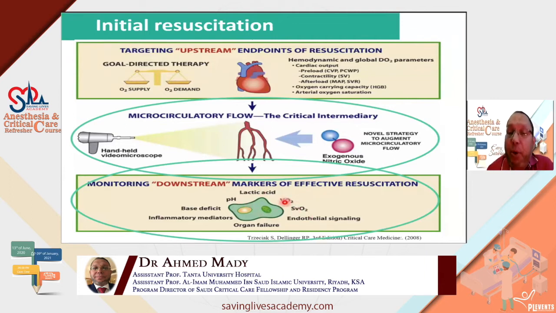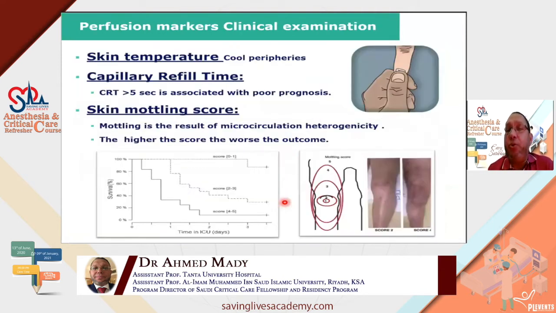So you need to think about those. You need to think about the parameters that can give you a clue about the microcirculation as well as the cell function. Simply, perfusion markers can be assessed, as we have mentioned earlier, through clinical examination. Skin temperature can give you a clue: is the skin warm or cold? Capillary refill is one of the primary assessments for the patient in shock.